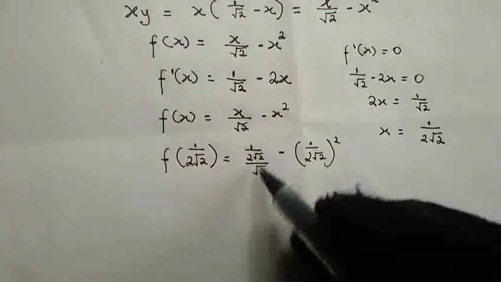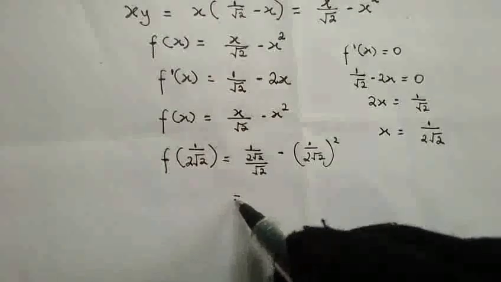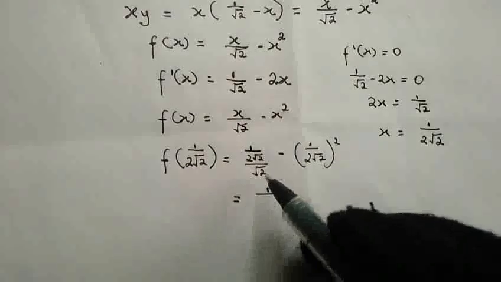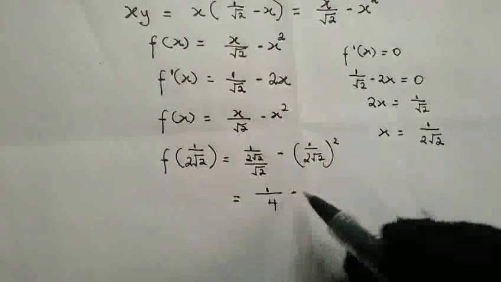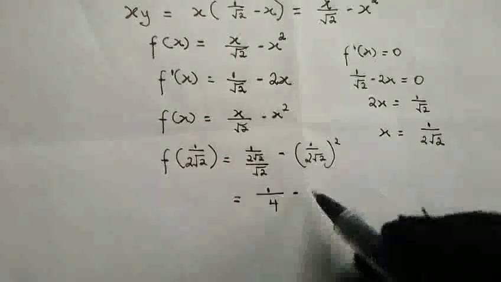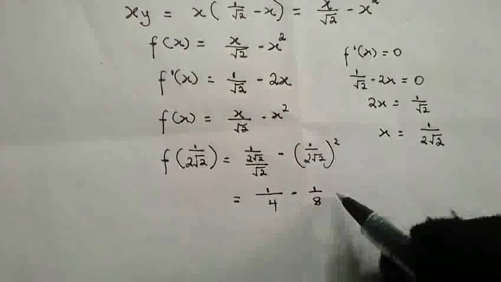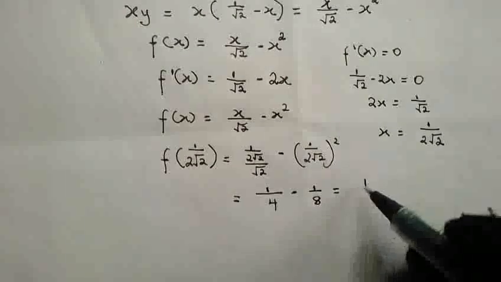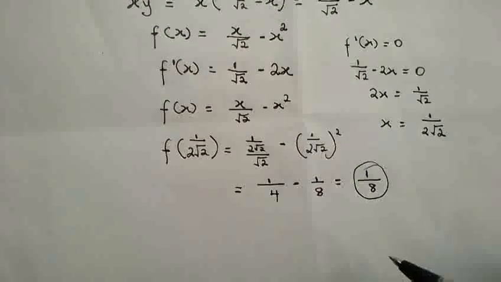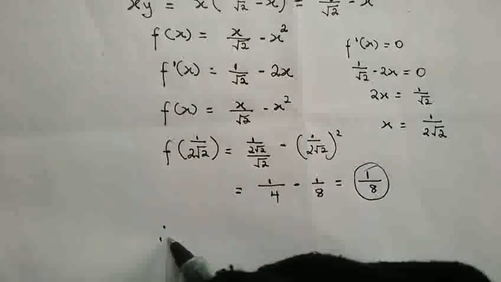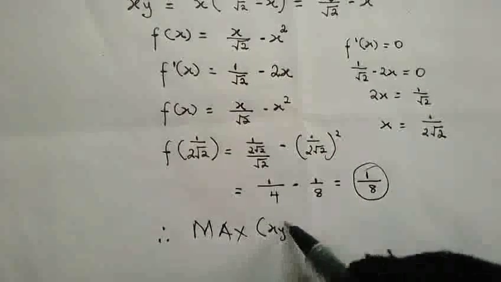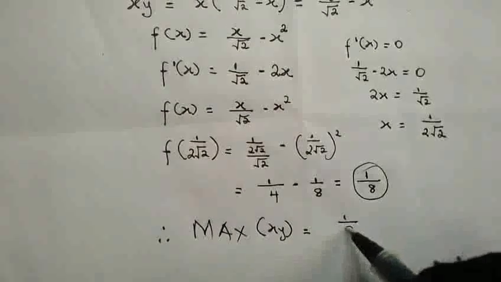So here we have this equal to 1 over 2 root 2 times root 2. So that is 2 times 2, and that is 4, minus, expanding this, 1 over 2 root 2 times 2 root 2, and that is equal to 1 over 8. And subtracting this fraction, we get 1 over 8. And that's the maximum value of x times y. So we say that the maximum value of x times y is equal to 1 over 8.